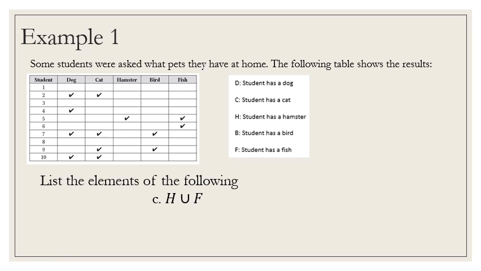All right, next part, we're looking for H or F. So H or F, this means they could have a hamster or a fish. So it could be just a hamster, just a fish, or both. Or means, right, everything in both. So let's see, number 5 has a hamster, and number 5 and number 6 have a fish. So 5 and 6.